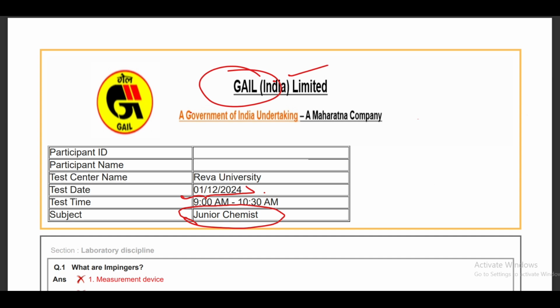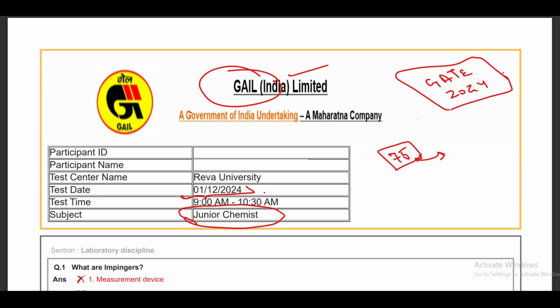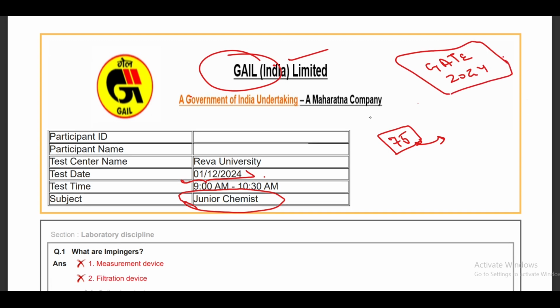in which I will cover a section of this question paper, and this section has 75 questions from a chemistry background. I will provide you solutions of all the questions, and parallelly I'm going to solve a question paper of GATE exam 2024, so you can also practice for that. Okay, so let's start this question paper.